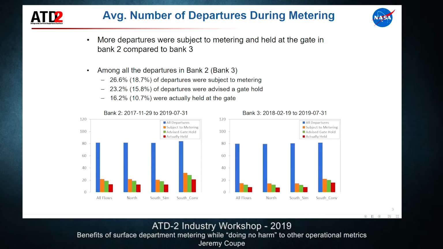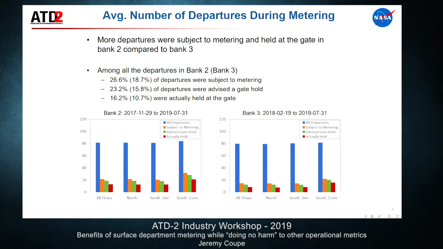So what are we looking at here in this graph? The blue represents the number of departures. The orange represents the number of departures that are what we call subject to metering. What we mean by subject to metering is that if a departure calls the ramp and says, I'm ready to push back, and metering is effective in that moment in time, we say that aircraft is subject to metering.